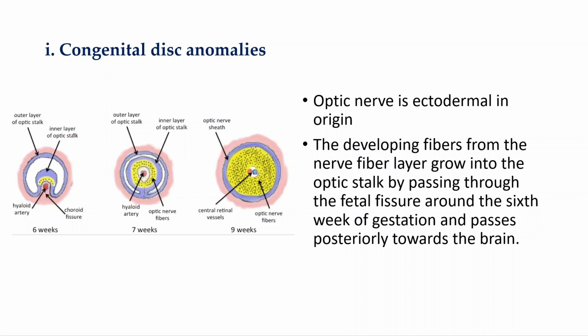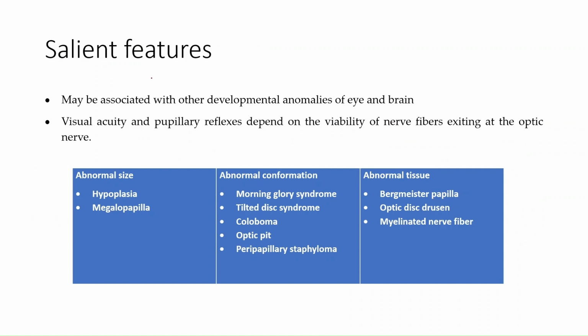The optic nerve is ectodermal in origin, and the developing fibers of the nerve fiber layer grow into the optic stalk by passing through the fetal fissure around the 6th week of gestation and then pass posteriorly towards the brain. So we know that the optic nerve is an extension of the brain. So in congenital anomalies there can be expected developmental anomalies of the eye as well as the brain, because the optic nerve is an extension of the brain, and the visual acuity and pupillary reflexes depend on the number of viable nerve fibers present in the optic nerve.